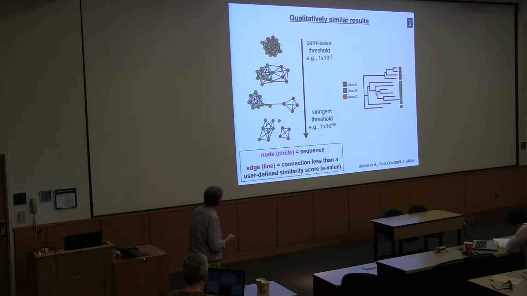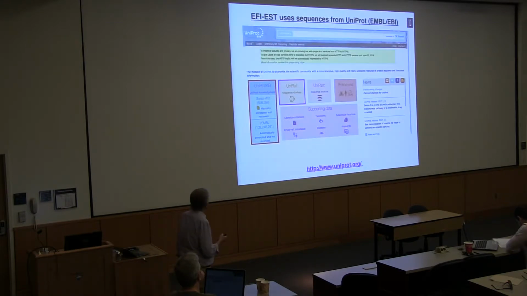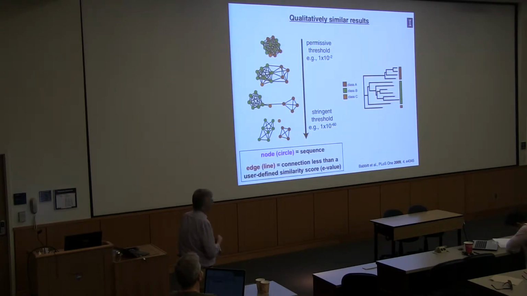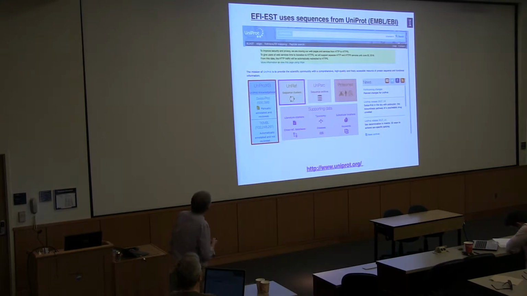But even though the trees, dendrograms, are more rigorous and more accurate, usually the results that you get with sequence similarity networks and dendrograms trees are quite similar. So obviously, we prefer to do this. Okay, so I want to just go through what EFI-EST does, what it uses and what it does.